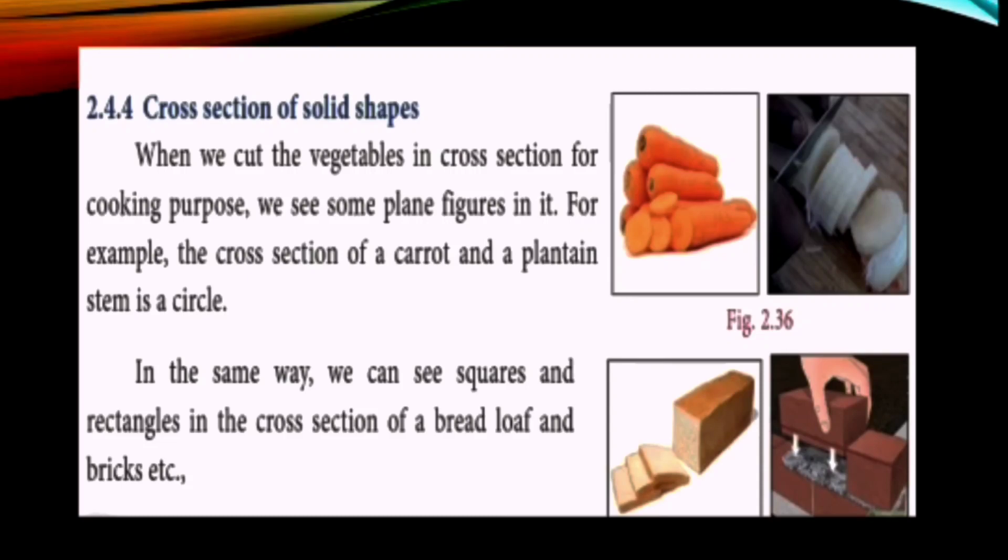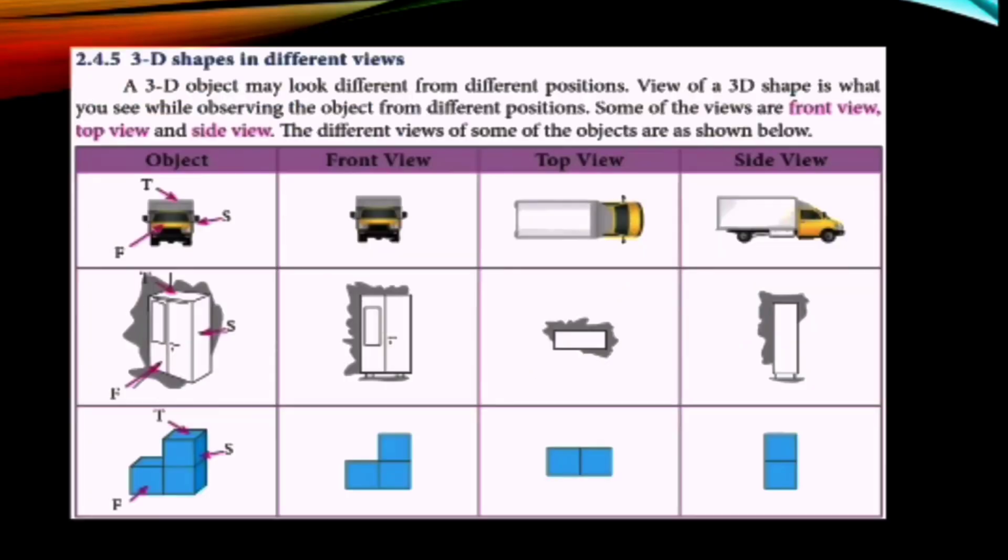In the same way, we can see squares and rectangles in the cross section of a bread loaf and bricks. Okay, so cross section of brick and bread loaves. Is it clear? These are shown in your picture. Cross section is nothing but slicing the carrot into round shape. That kind of cutting is called cross section.